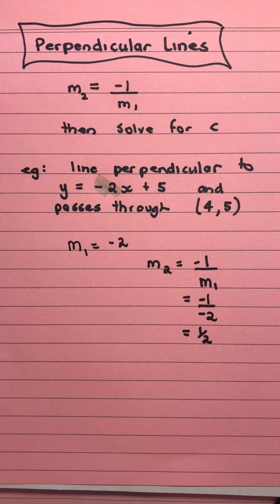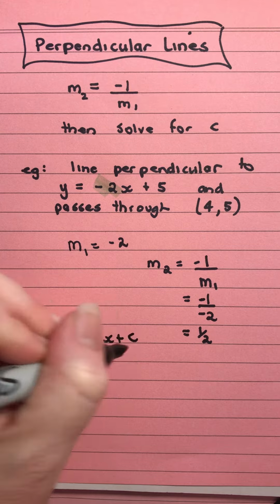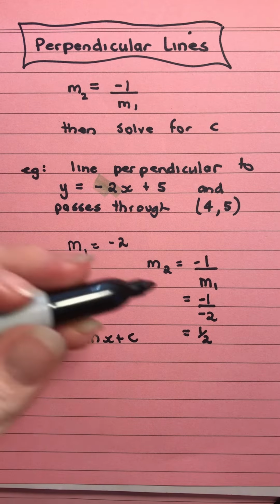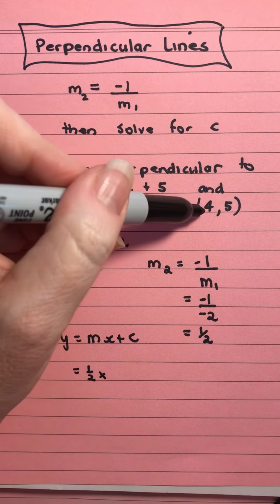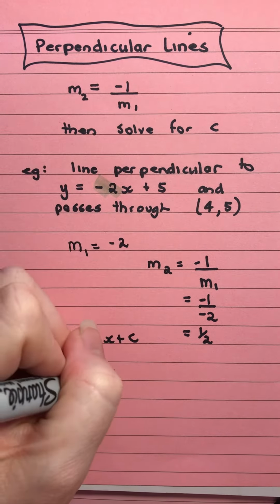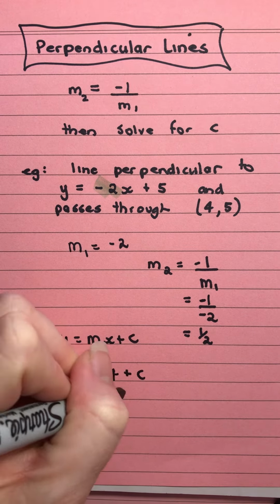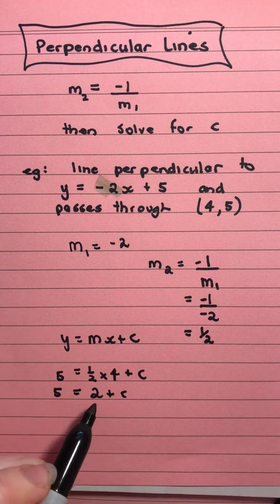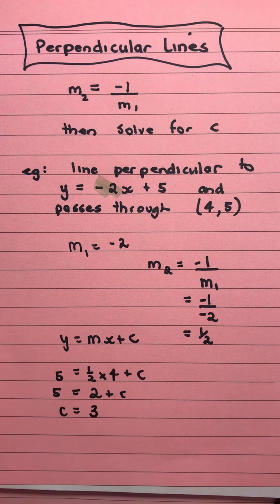Now that I've got my gradient, I can use my y equals mx plus c and the coordinate that I know to solve for c. So I've got my half, and I've got my y value here is 5, so I can write that there. My x value is 4 plus c. Now a half times 4 is 2, so 5 is equal to 2 plus something. So I know that c is equal to 3.